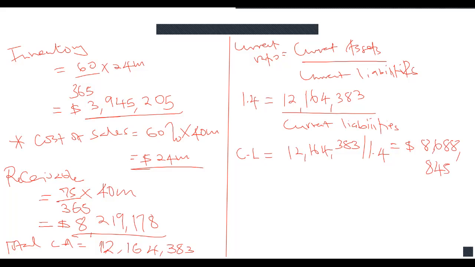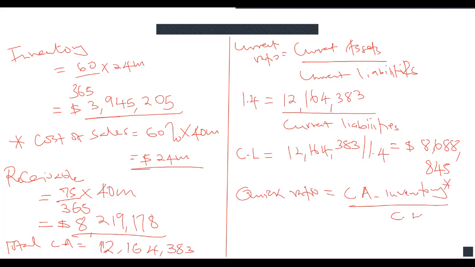Now, going back to the question, we've been asked to get the quick ratio. Quick ratio is given as current assets of the company minus inventory, divided by current liabilities. Let me represent these as CA minus inventory, divided by CL. Don't forget the current assets are made of only two items, the receivable and the inventory.